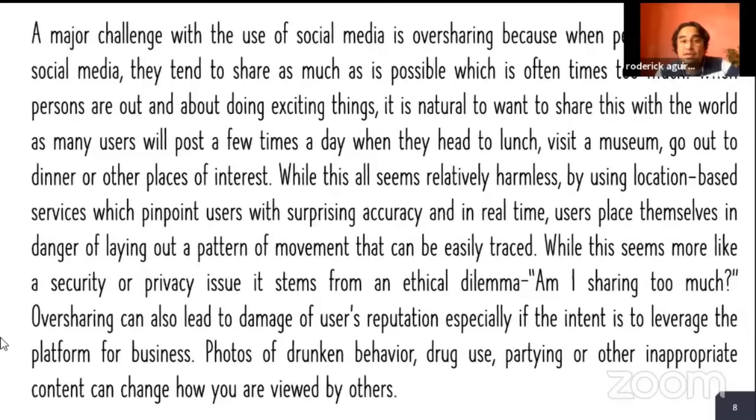All right. The major challenge is oversharing because when persons share on social media, they tend to share as much as possible, which is oftentimes too much. Okay? Ang dami, isang share. Ang dami makakita niyan. When persons are out and about doing exciting things, it is natural to want to share this with the world. Kung sana, ang sinishare ay makabuluhan, hindi yung mga walang kabuluhan, sana maayos ang mundong ito. Kaya lang what happened is that we share funny stories, we share, ang mga Pilipino mahilig kasi sa ganyan, yung mga kalokohan, pero yung mga pang-education, walang nag-share.